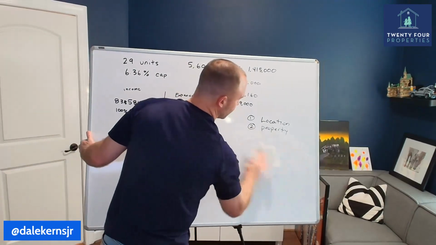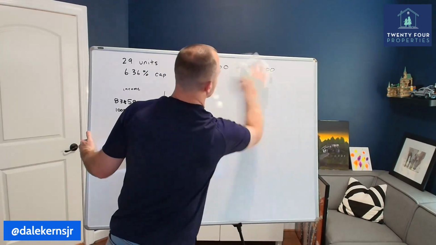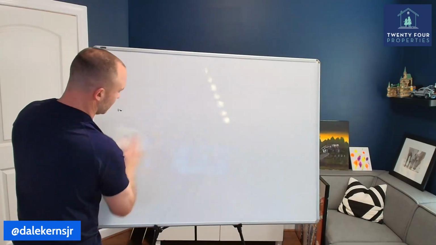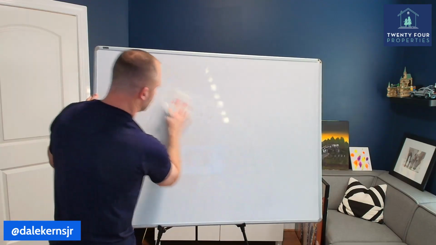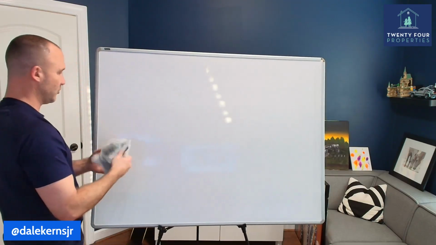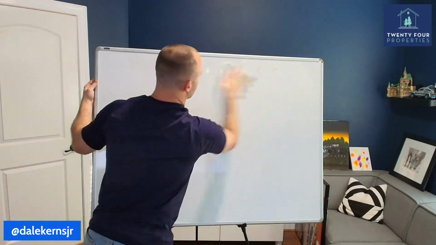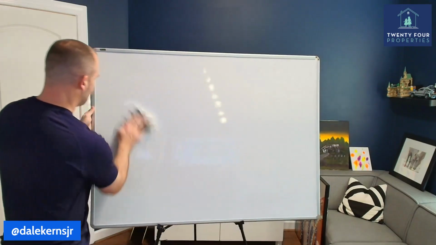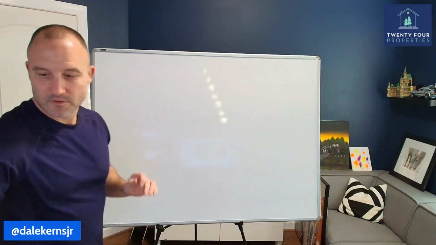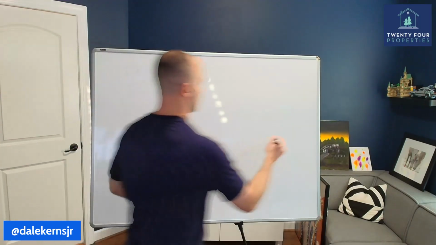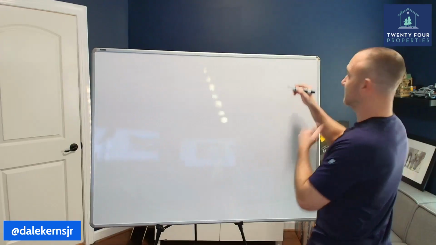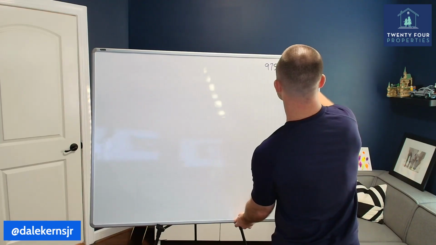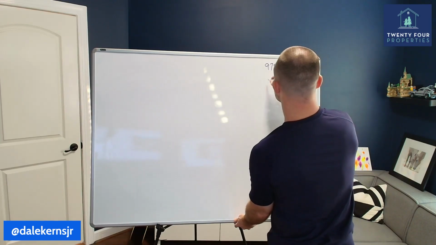So now we have $975,000. Let's see. And we are going to take that money. We are going to go get another property. Let's see what we can buy. So we have $975,000. We have 29 units.